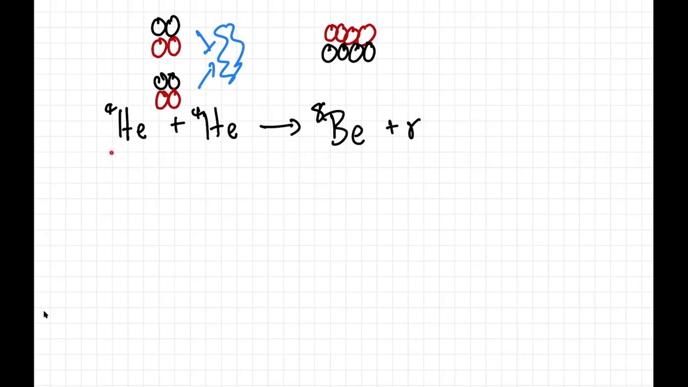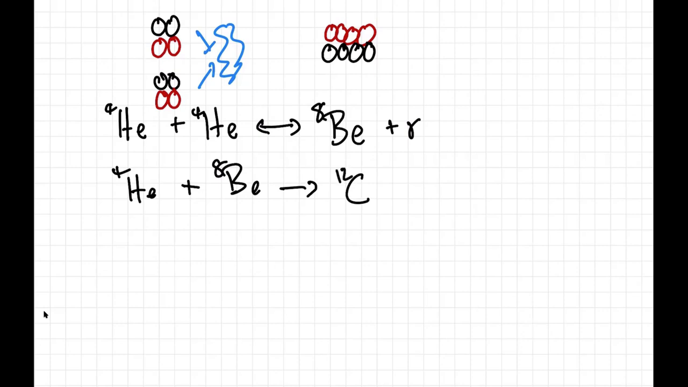In fact, it wants to be back in these helium-4 nuclei. And so almost immediately, 99% of the time, it will decay right back into 2 helium-4 nuclei because it just doesn't last very long. However, maybe one time in a million, you can hit it fast enough before it decays with another helium nucleus. And that will give you a carbon-12 nucleus.